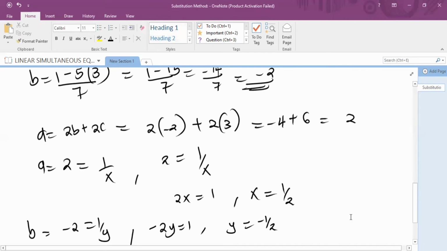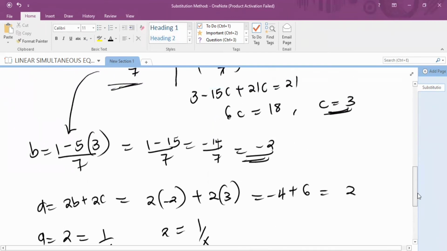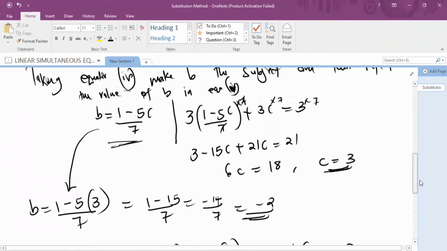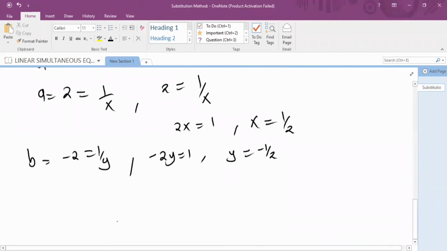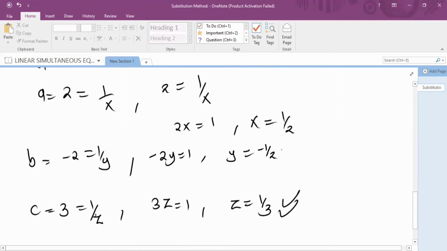And finally, our z, our c, which is equal to 3, which is equal to 1/z. So making z the subject of the formula, we have z is equal to 1/3. And these are the answers.